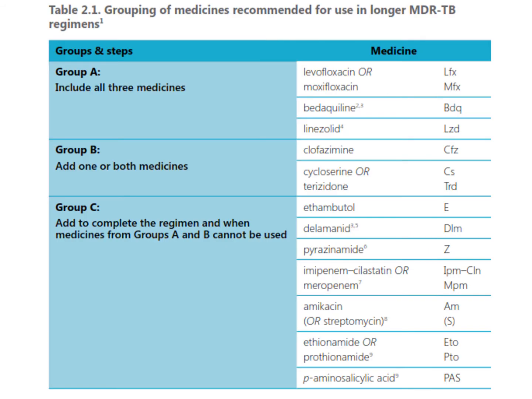The medicines in Group C are ranked by the relative balance of benefit to harm usually expected of each. Here you see a grouping of medicines recommended for use in longer MDR-TB regimens. You see Group A include all 3 medicines: levofloxacin, moxifloxacin, bedaquiline, linezolid. Group B add one or both medicines: clofazimine, cycloserine, and terizidone. Group C add to complete the regimen and when medicines from groups A and B cannot be used: ethambutol, delamanid, pyrazinamide, imipenem, cilastatin, meropenem, amikacin, ethionamide, prothionamide, P-aminosalicylic acid.